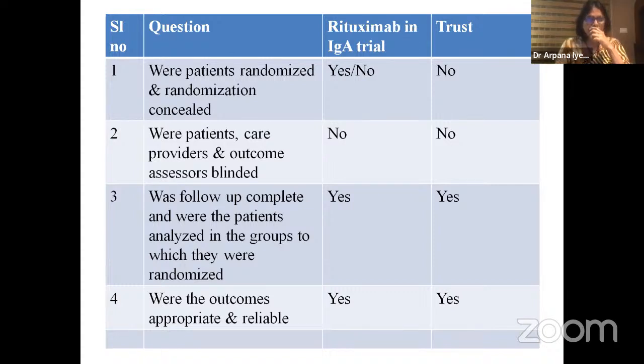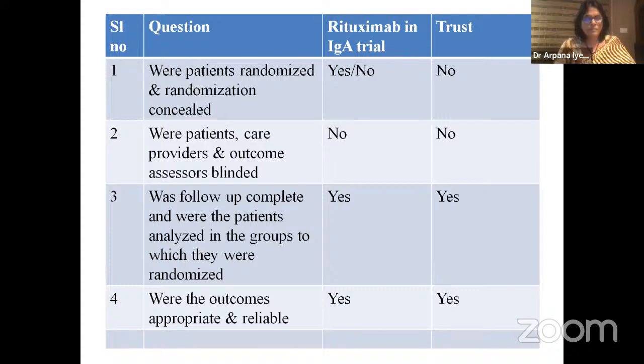And were patients, care providers, and outcome assessors blinded? Definitely no, because patients could not have been blinded, because they received an IV infusion of rituximab. But still they could have used a placebo in the control group, and they could have blinded the patients and the care providers both. But it is an open label trial. It's not a blinded trial. So obviously there is a bias here, and outcome assessors also were not blinded. So there is a detection bias also.